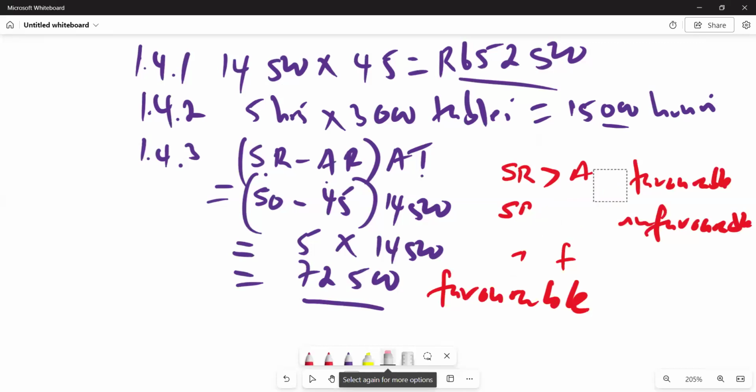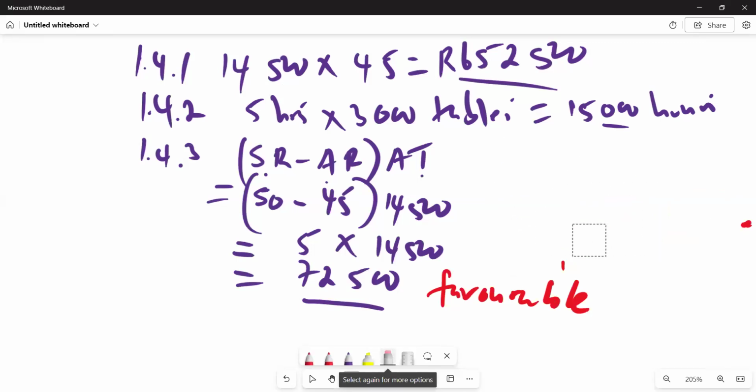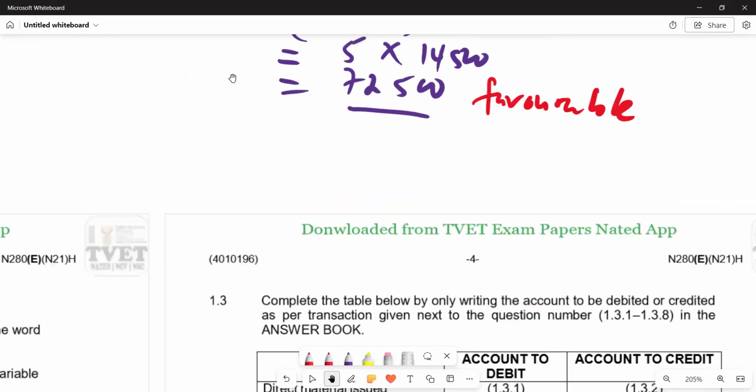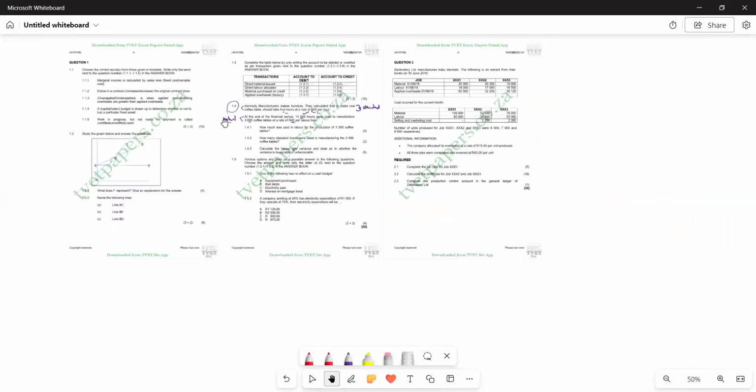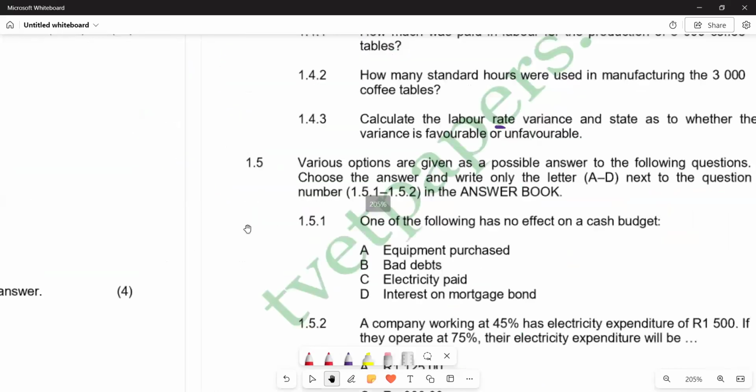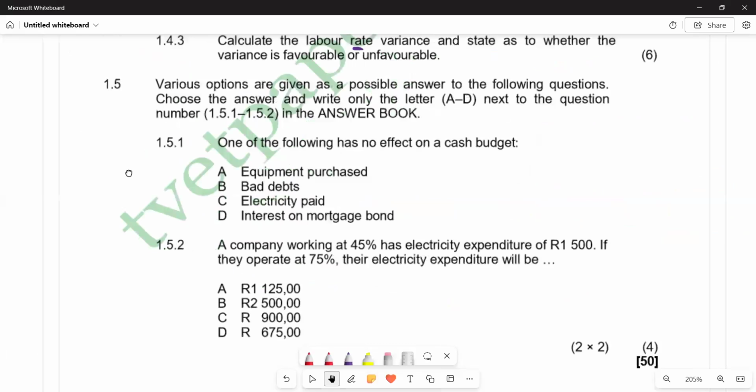So this is what we have. Then we can try to move on to the next question. Let's try to see the next question that we have. So the last part of the question, we've got two multiple choice questions here. Various options are given as possible answers to the following questions. Choose the answer and write only the letter A to D next to the question number. That is 1.5.1, 1.5.2. So from here to here.